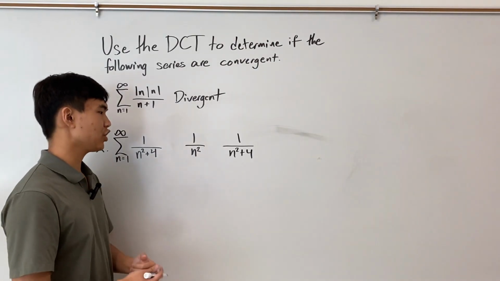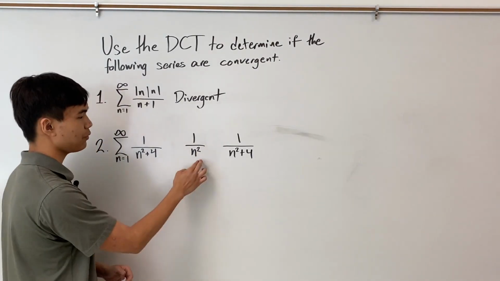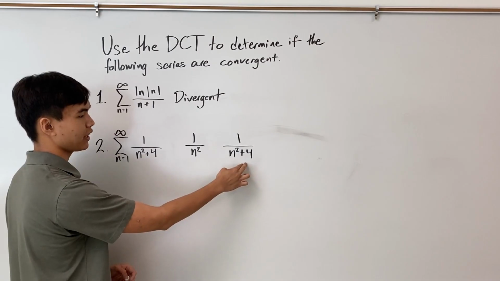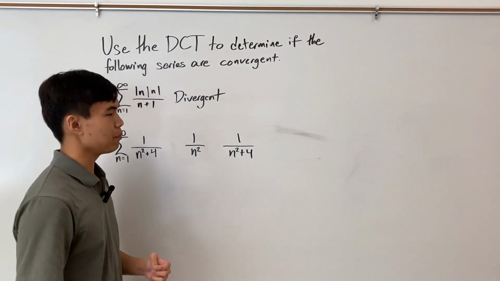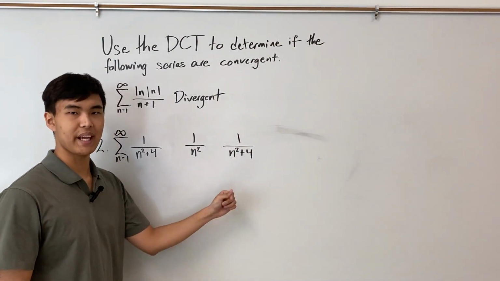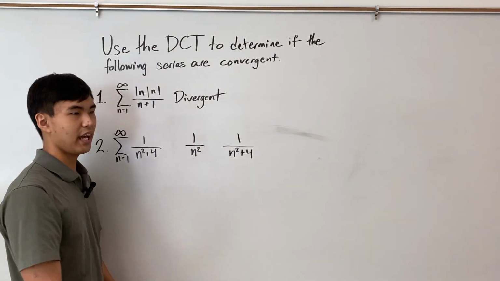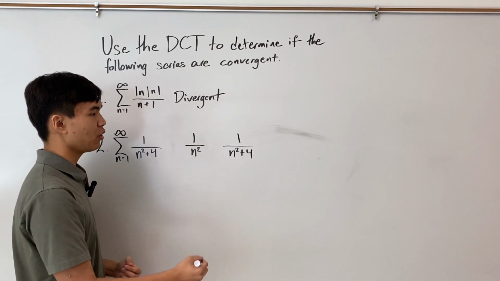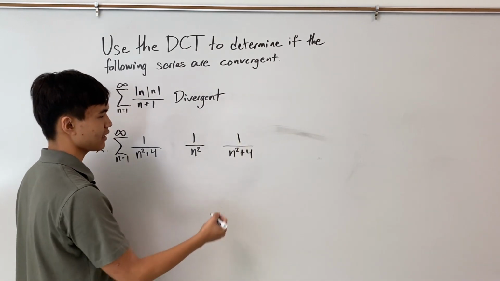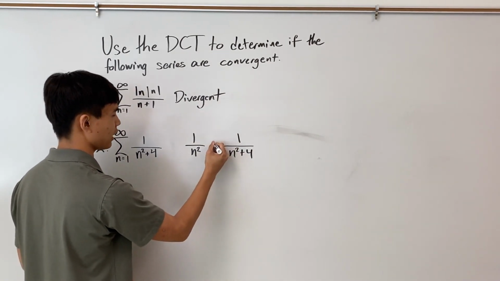Now we have to find the relationship between these two sequences. The denominator here is n squared, but the denominator here is n squared plus 4, meaning that for every number of n, the denominator of this will always be bigger than the denominator of this. And since they're both dividing 1, this is dividing 1 into more pieces, so this will be smaller than 1 over n squared.